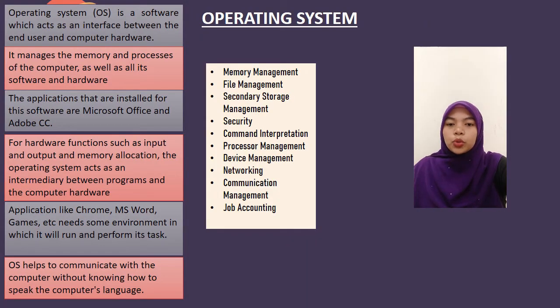Okay, next we go to operating system. An operating system is software which acts like an interface between the computer and the end user hardware. It manages the memory and processor of the computer. The applications that are installed are Microsoft Office and Adobe.